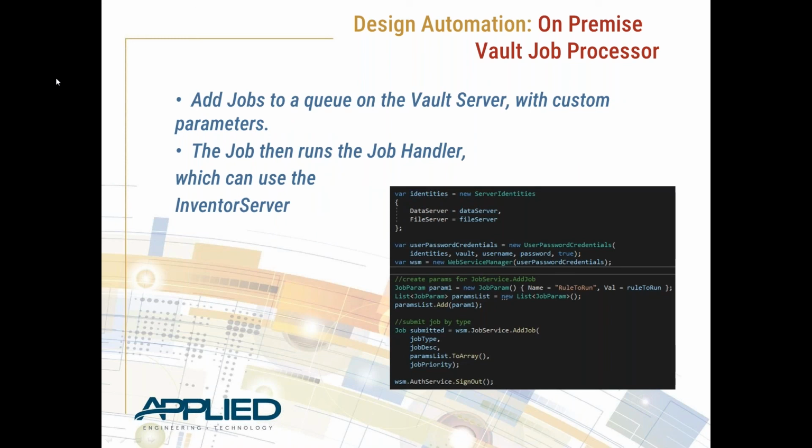And so in order to get these jobs to the queue, you need some way to add them. And we'll do that through Vault Web Services as well. If you see in my code sample here, it's pretty simple. I log into the Vault server. I add my parameter. I want to run this rule, and then submit the job and sign out. And once that's done, this job will make it to the queue, and the job processors that are listening on that queue will start trying to process it.